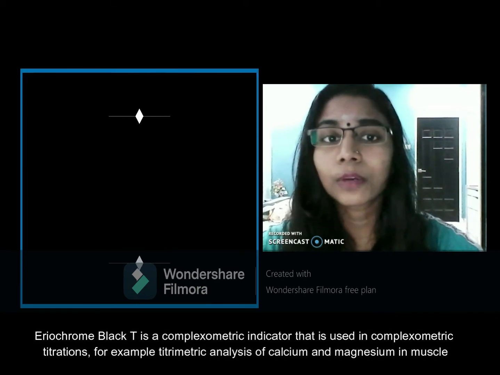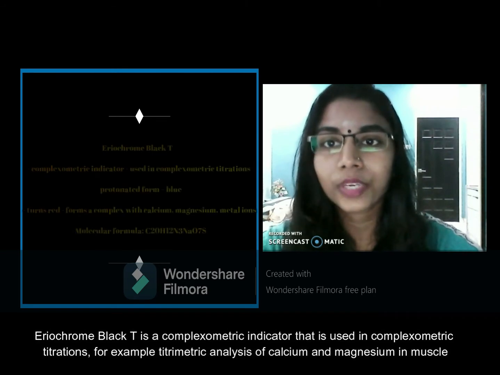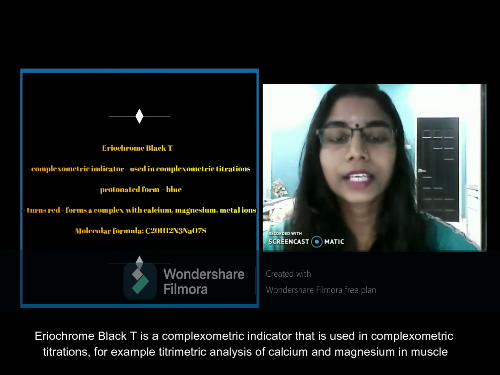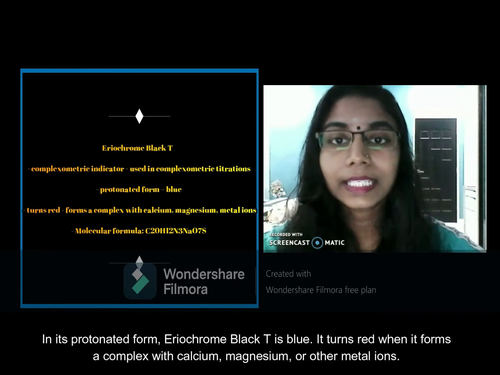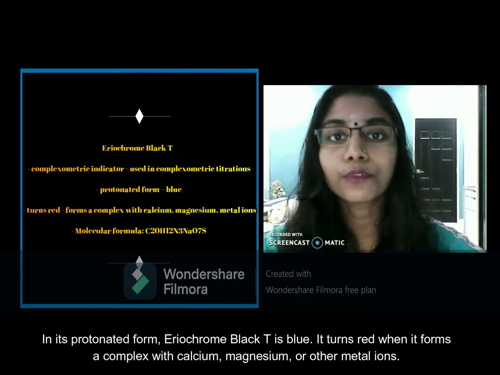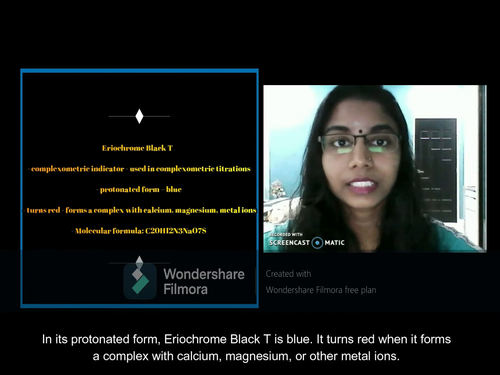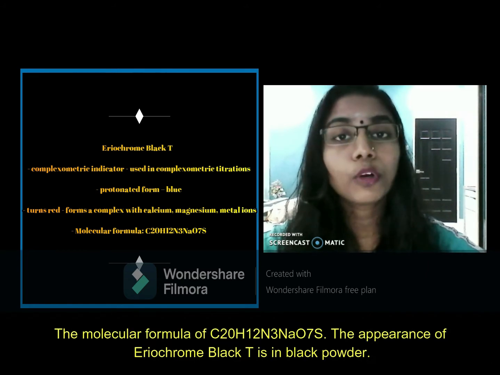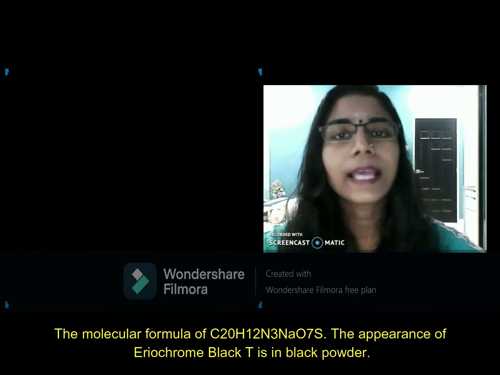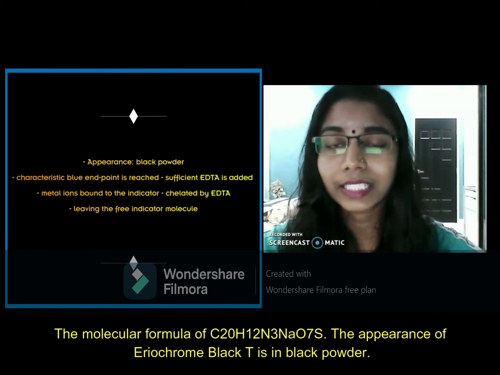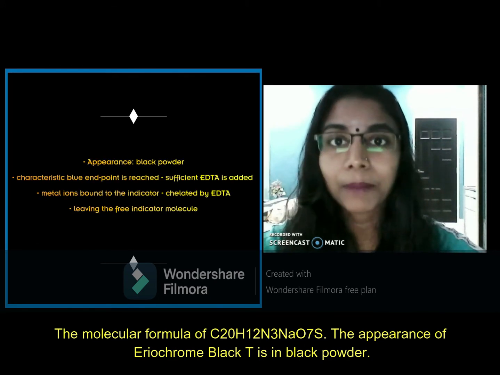Eriochrome Black T is a complexometric indicator that is used in complexometric titrations, for example, titrimetric analysis of calcium and magnesium in muscle. In its protonated form, Eriochrome Black T is blue. It turns red when it forms a complex with calcium, magnesium or other metal ions. The molecular formula of Eriochrome Black T is C20H12N3NaO7S. The appearance of Eriochrome Black T is a black powder.